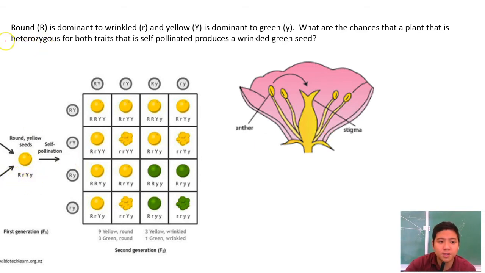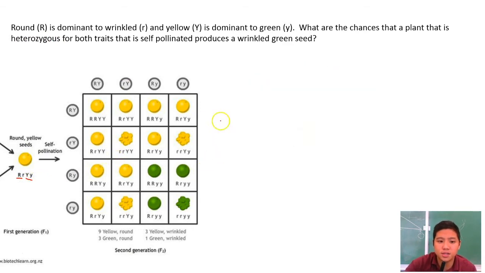And so here they're heterozygous for both traits, so big R, little r, big Y, little y. I'm going to show you how to do this using the big 16 Punnett square, and also how to do it using just the regular Punnett squares. So to use the big Punnett square, we have to think of all of the variations that we can get with these two traits.